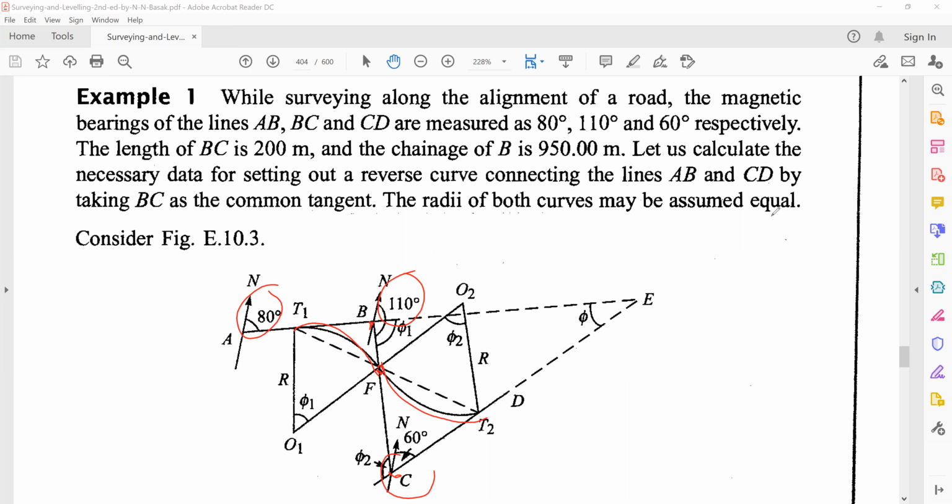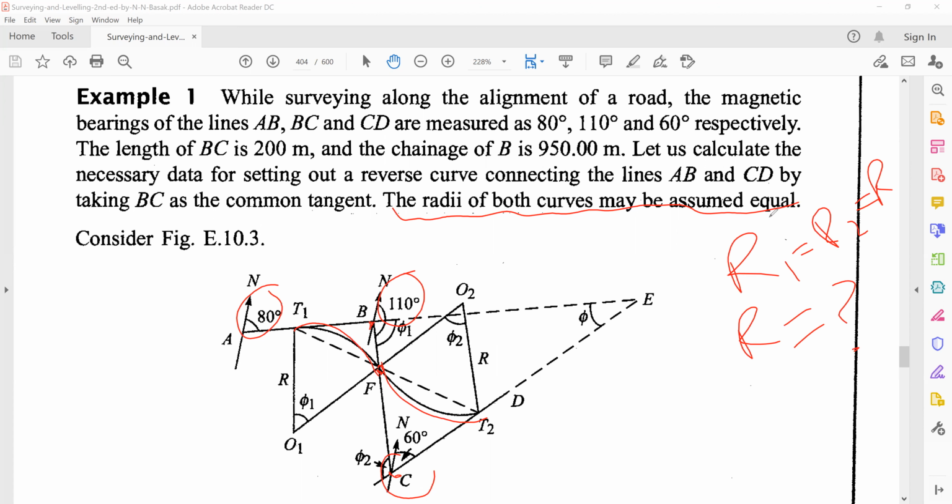So that means they haven't given you the radius of the curves, but they've said that the radii of both curves may be assumed equal, right? So you would have just one R, you won't have R1 and R2. But what we know is R1 is equal to R2 is equal to R, but the value of R is unknown.